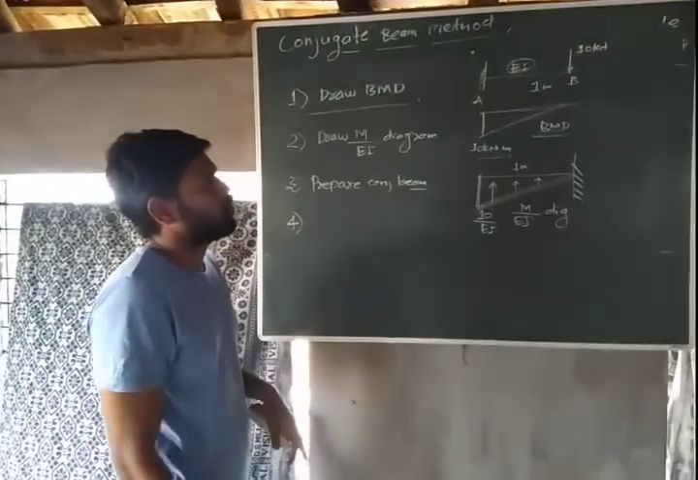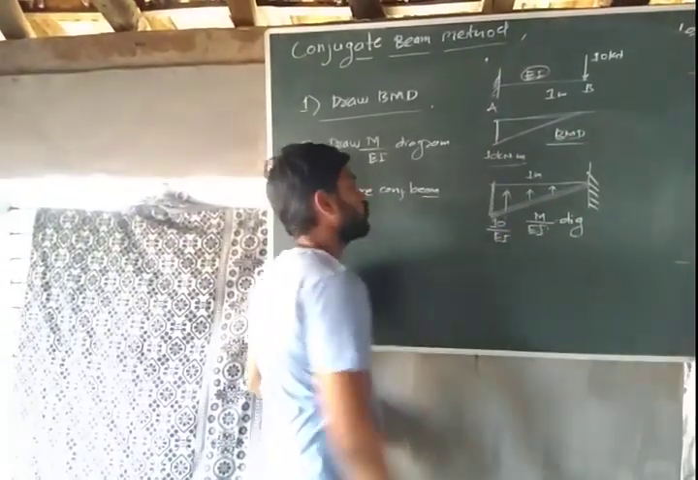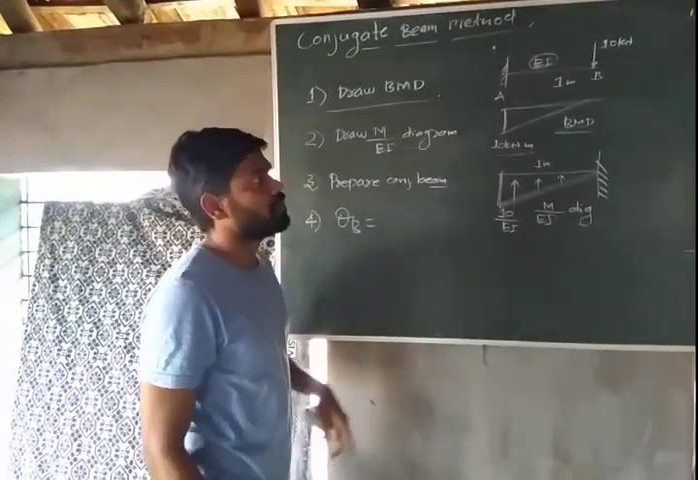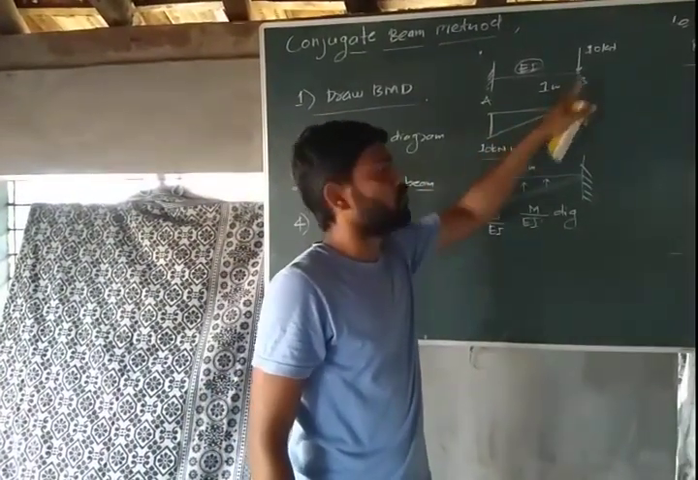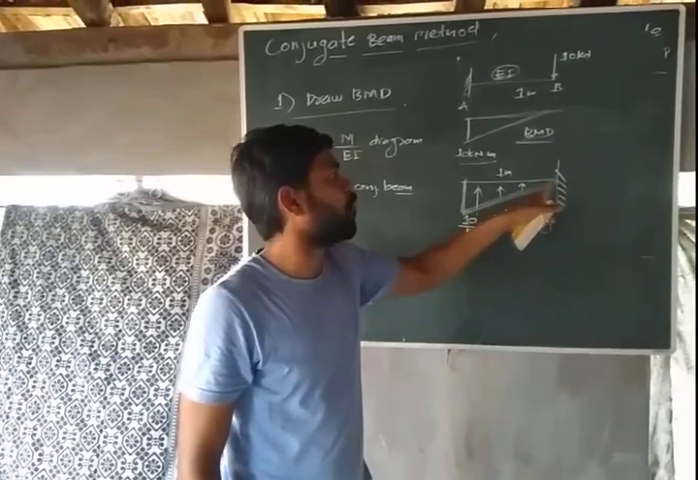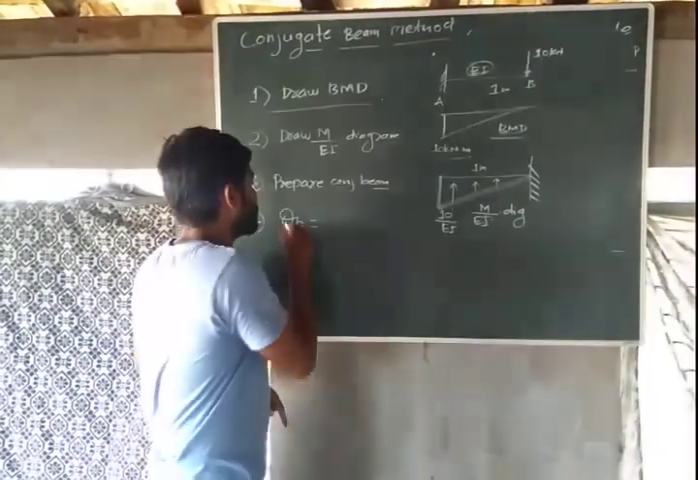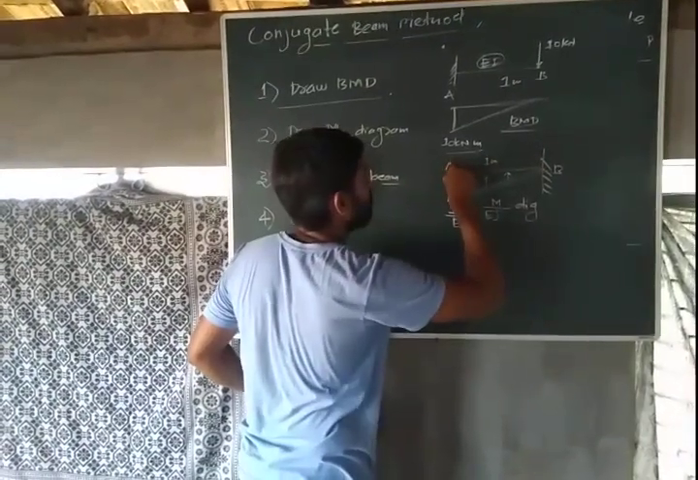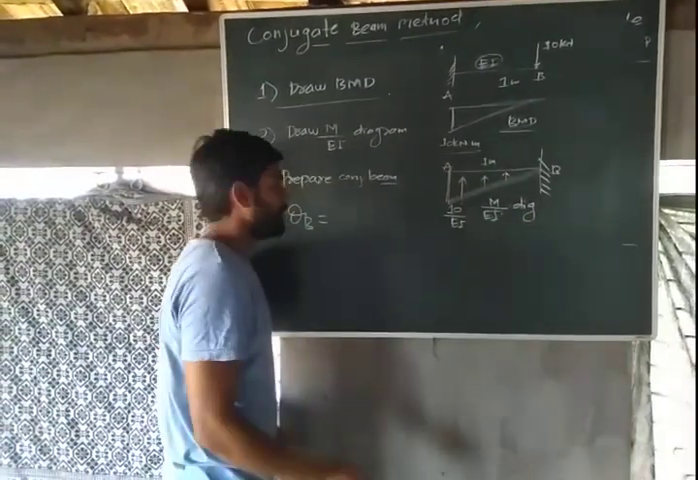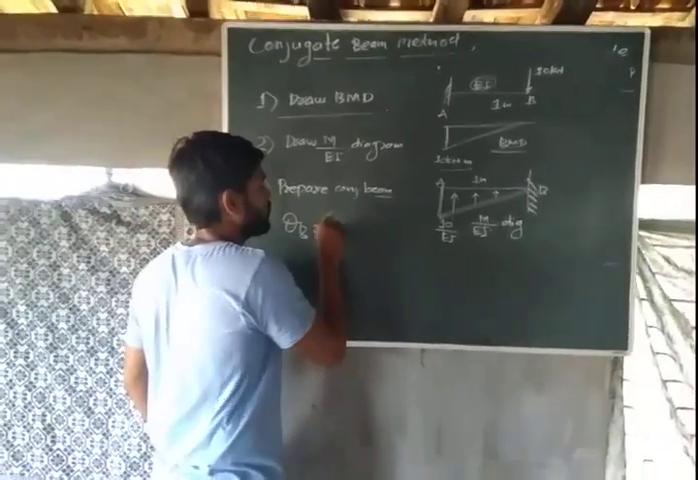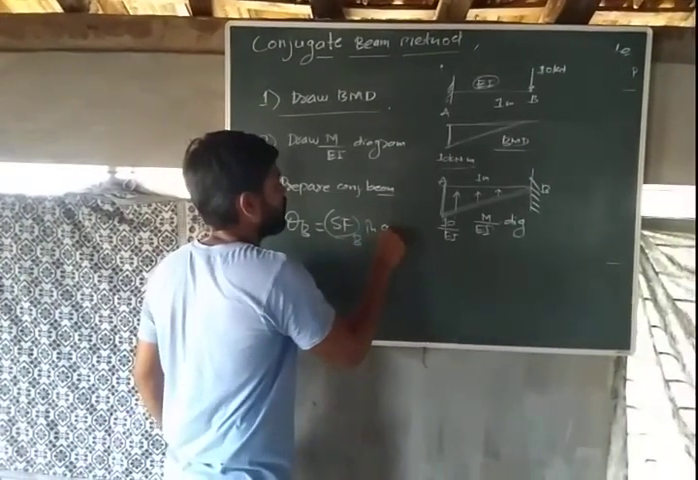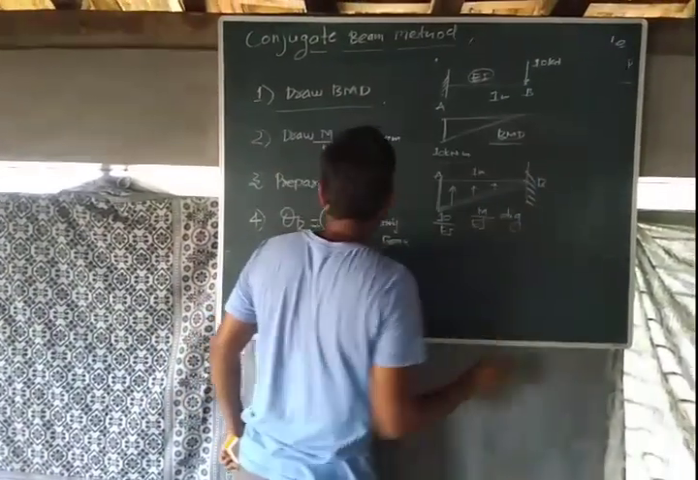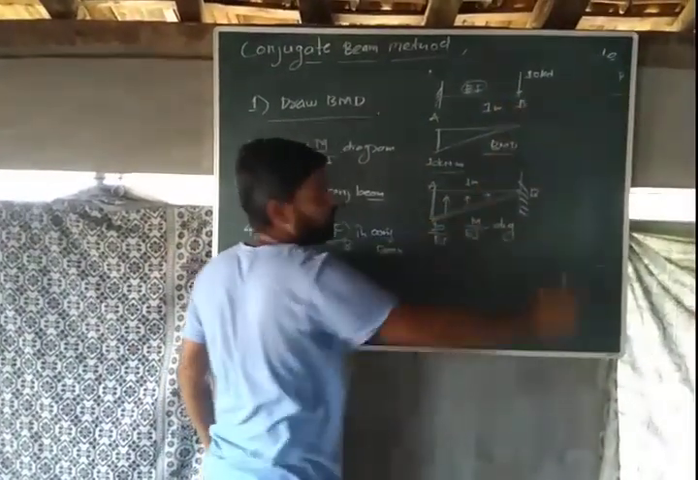Now suppose I have to find out the slope at the free end, that is, the slope at B, theta at B. Theta at B, the slope in the original beam, will be equal to the shear force in the conjugate beam. So I will calculate the shear force at B in the conjugate beam. If I calculate the shear force at this location, I will get the slope at this point.